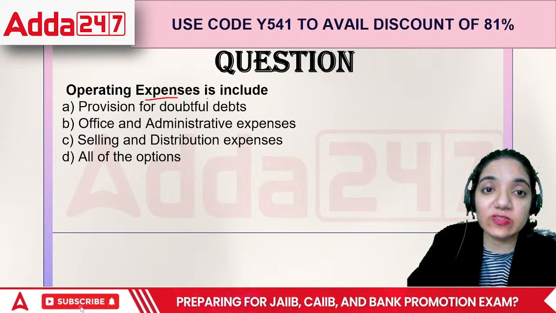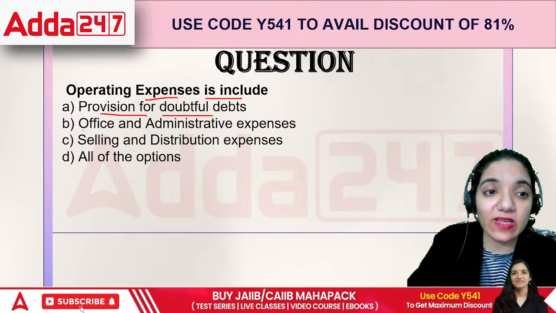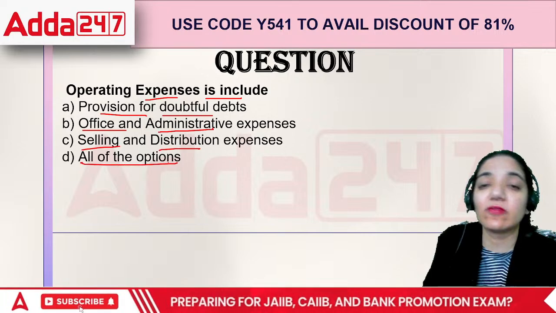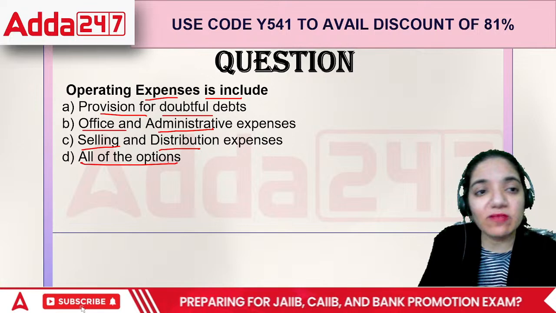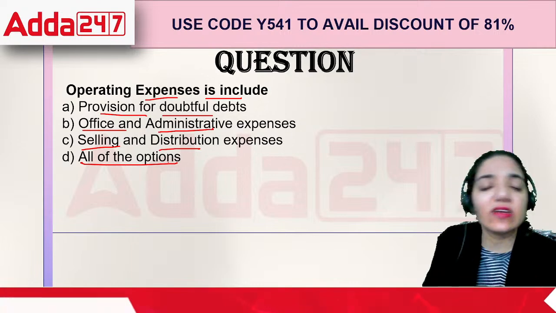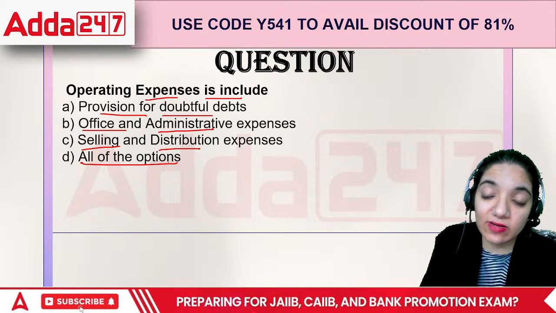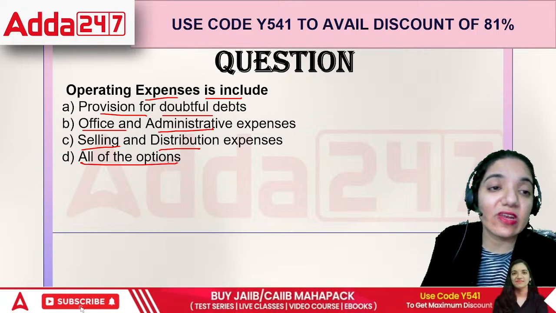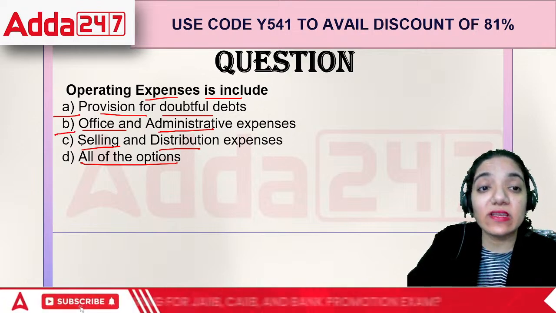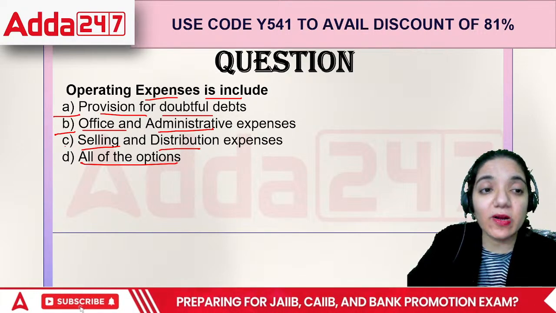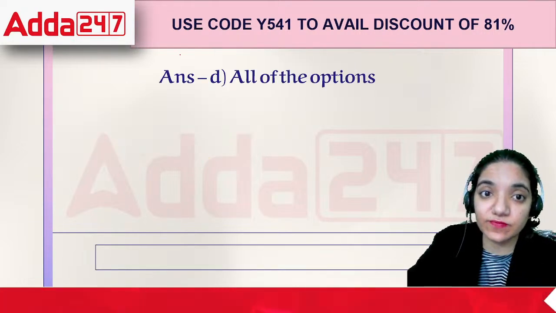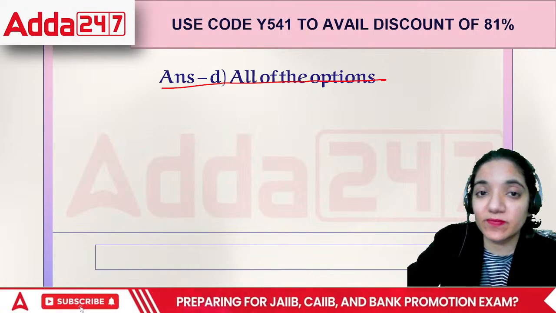Next, operating expenses includes provision for doubtful debts, office and administrative expense, selling and distribution, or all of the above. Operating means the day-to-day expenses that are happening in the organization. So doubtful debts are a part of it. Selling is also a part of it, because we try to sell the various goods. So provisions for doubtful debts, office and administrative expenses, and selling and distribution are all part of it. So the correct answer is all of the above.